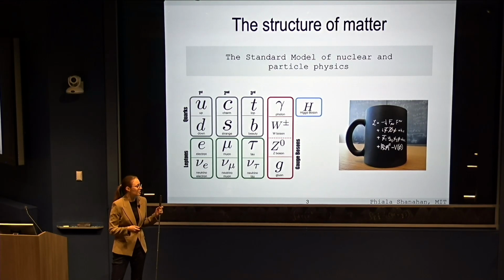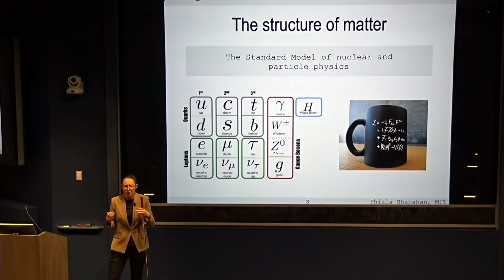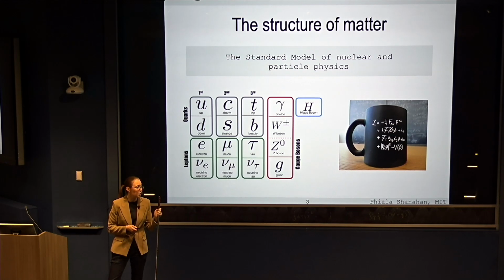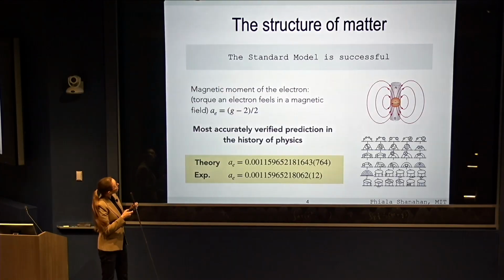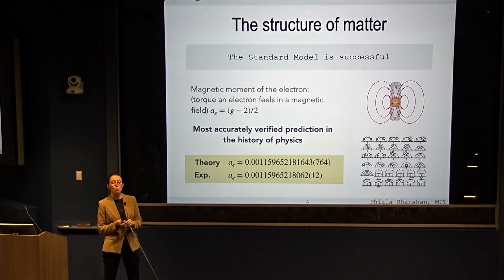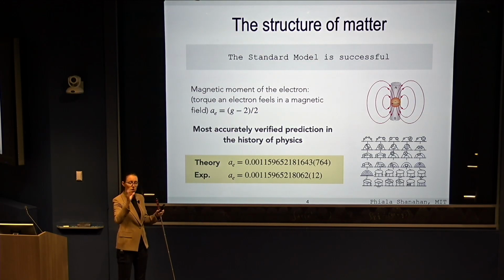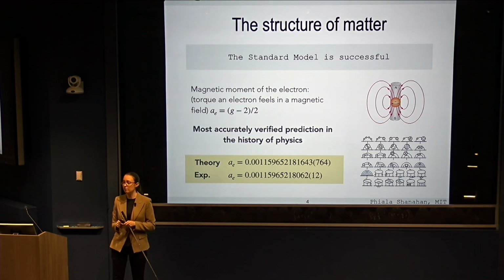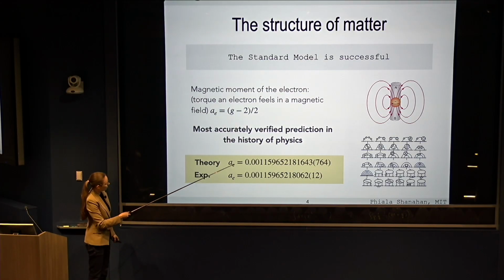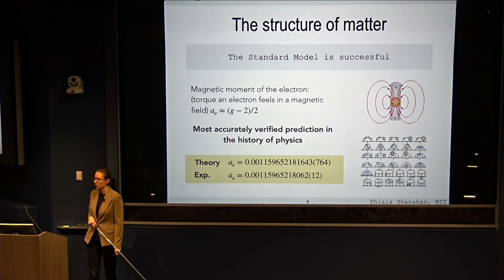Now, as I said, this is a very beautiful, extraordinarily successful physics theory of the fundamental structure of matter. And I want to give you just sort of a visceral feeling for just how successful this theory is with a couple of examples. So here what I'm showing is the magnetic moment of the electron. That's the torque an electron feels when you put it in a magnetic field. And this is the most accurately verified prediction in the history of physics. So you see here agreement between theory and experiment to 12 significant figures.